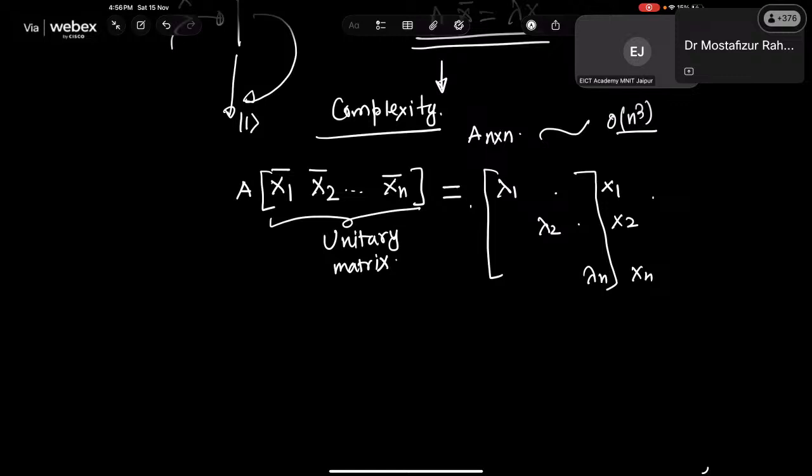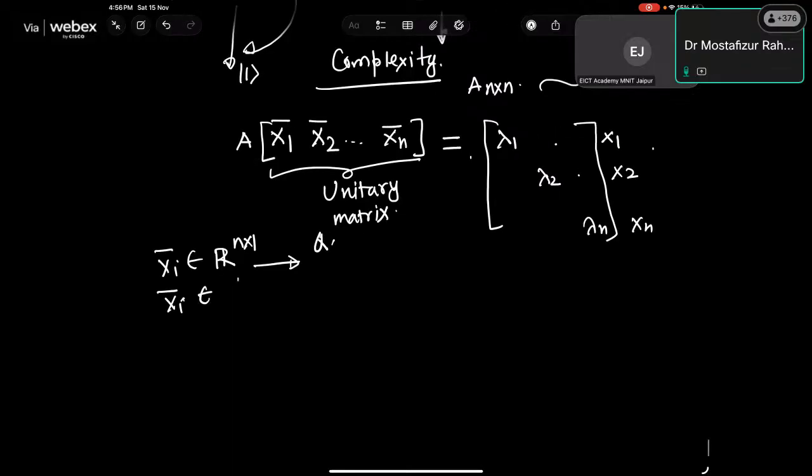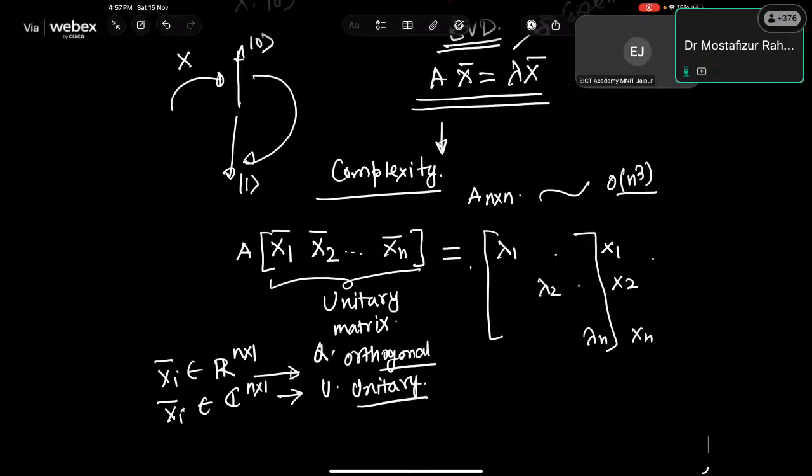If these x1, x2 are basically real vectors, then they can be Q. That means if each xi vector belongs to the real n cross 1, then this matrix will be a Q matrix. And if these orthonormal basis vectors are complex, n cross 1, this is unitary, and the other is orthogonal. They are the same thing, just belonging to the complex vector space or the real vector space. So in general, let's take complex.